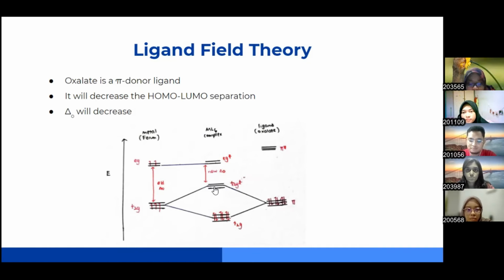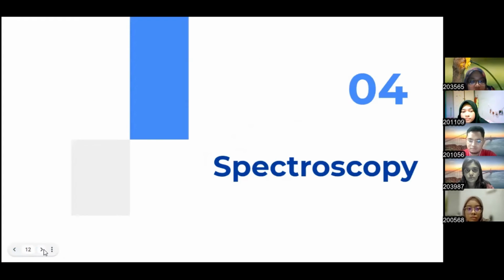Okay, so as we can see here, for the HOMO-LUMO separation, this is the HOMO-LUMO separation, delta O decreases because the greater the mobility of the pi electrons in a large conjugated pi orbital system, the greater the distribution of the energy throughout the molecule. So this is what makes the molecule become stable. So hence the delta O will be decreased. So next I will pass to Adwa Afrina about spectroscopy.